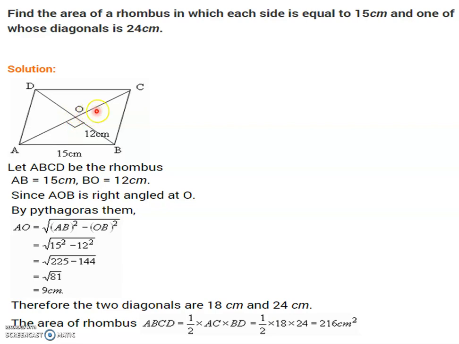Therefore, the area of the rhombus is 1/2 AC into BD. AC is what? AC is the diagonal, and BD. Yes, AC into BD, that is the multiplication of the diagonals. That is the area of the rhombus. That's why 1/2 AC into BD is equal to 1/2 into 18 into 24, which is 216 centimeter square.